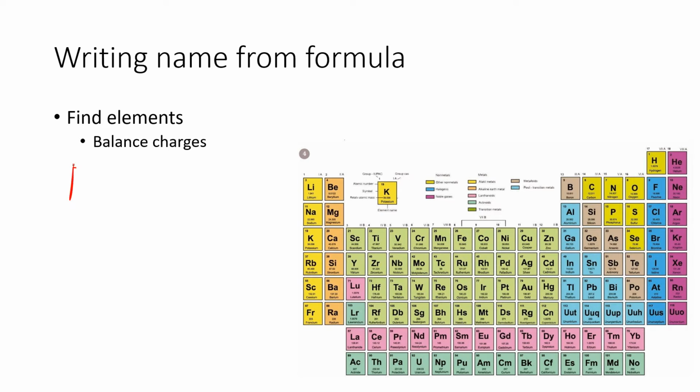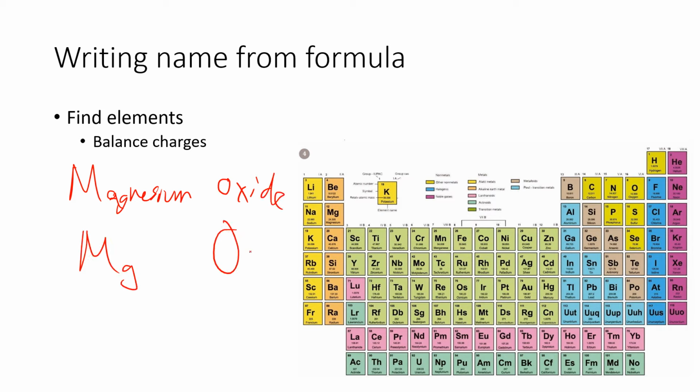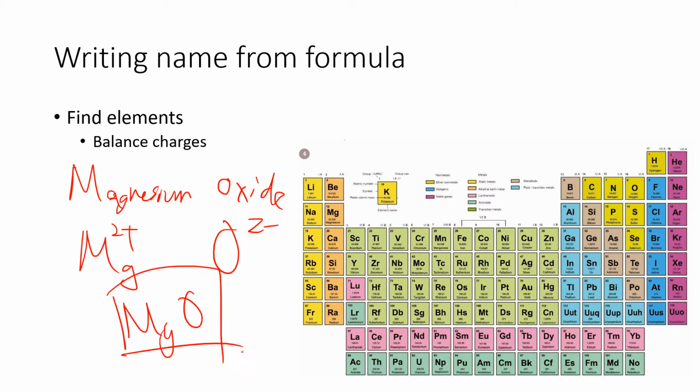And finally, let's have magnesium oxide, okay? Magnesium Mg, oxide is O, oxygen is 2-, magnesium is 2+. Well, the charges are balanced. We don't have to add 2 magnesium or 3 oxide or whatever, right? We just have MgO. This is magnesium oxide, okay?